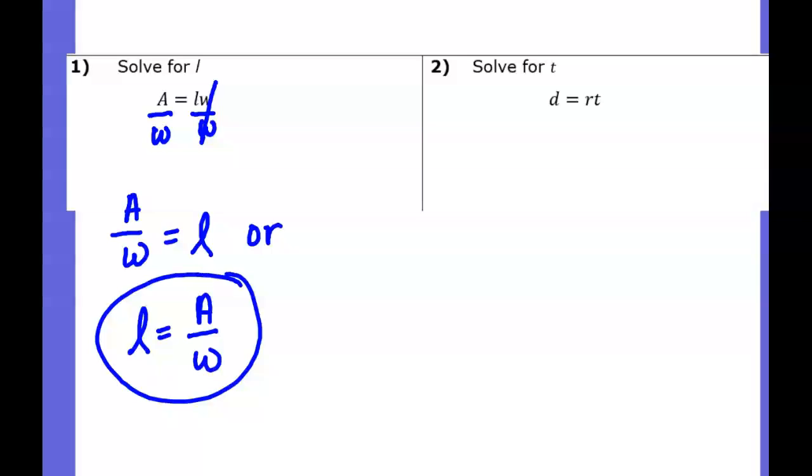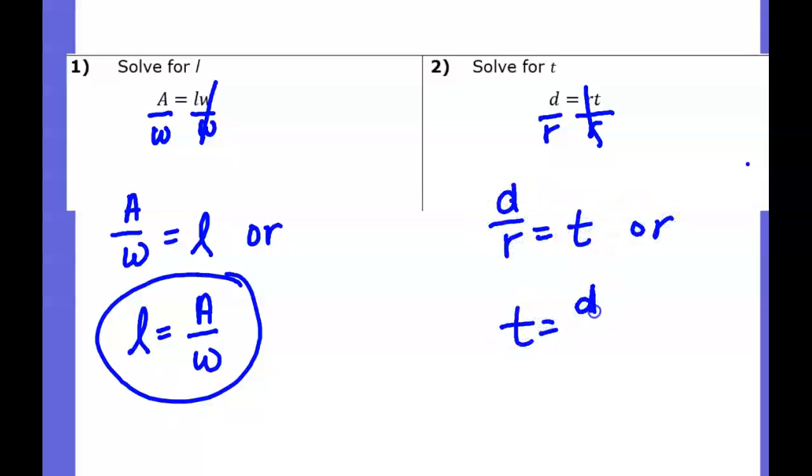All right, looking at number 2, we're solving for t. So we want t to get by itself. In order for t to be isolated, we're going to divide both sides by r, because remember, r divided by r is 1. So d divided by r is equal to t, or again, we write it as t is equal to d divided by r. So we just solved for t.